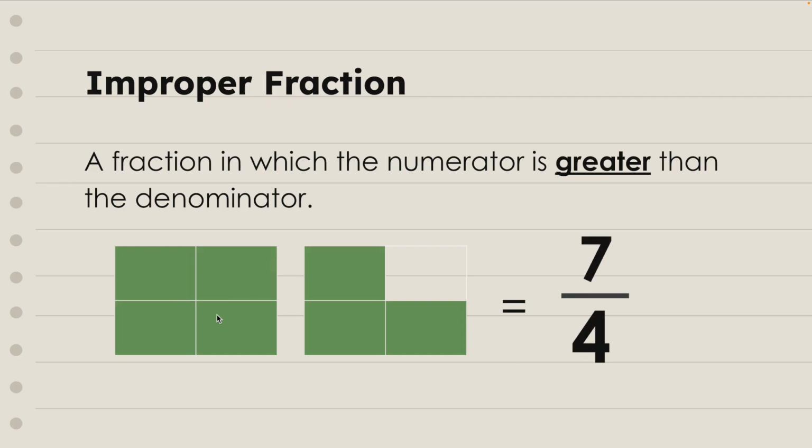Again, the 4 represents how many pieces it takes to make one whole. So it's not out of 8. Okay? It doesn't take 8 to make one whole. It takes 4 to make one whole. So I would say 4, and I have 7 pieces, so 7 out of 4.